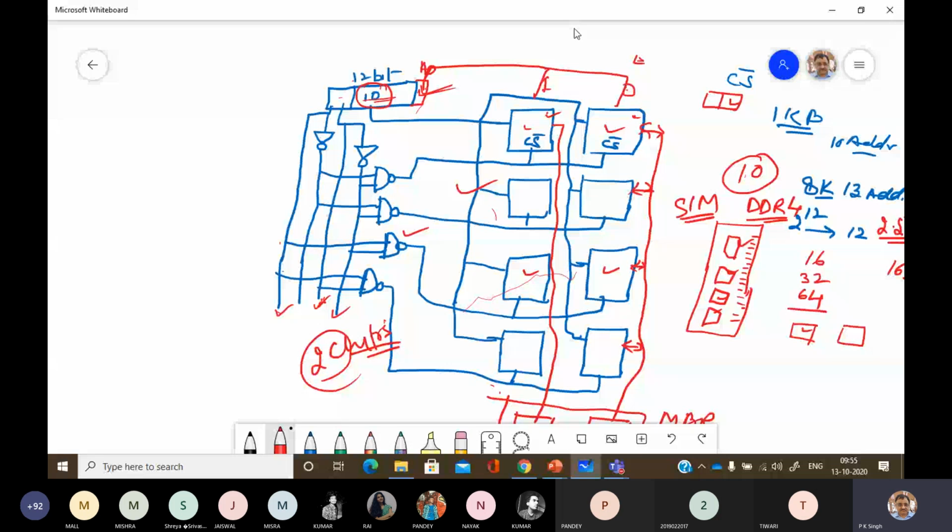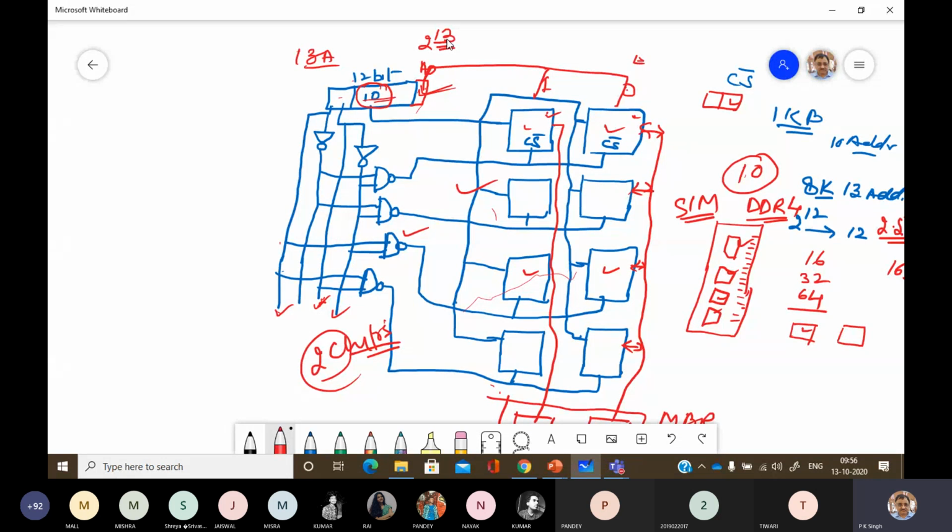Now if you see, we have 13 address lines because now your memory is converted into byte addressable. So how many bytes are there? 2 to the power 13. So you need 13 address lines to address the information written on this memory.